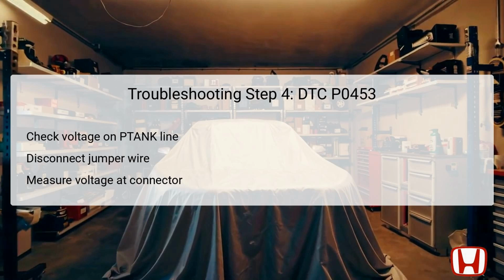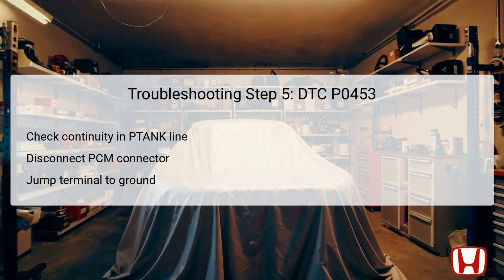You are looking for a voltage reading of around 5.0 volts. If the voltage reading falls within this acceptable range, it indicates the P-tank line is operating correctly, allowing you to proceed to the next step. If not, further diagnostics are required, targeting possible interruptions in the wiring.